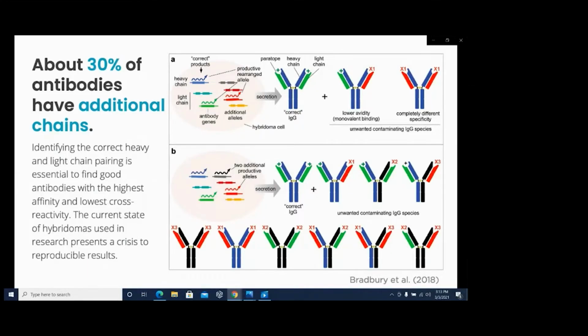And 3 variants may not sound so bad, but that's when we're talking about a single different chain. When we're talking about an additional heavy and an additional light chain, then we only have 1 correct IgG pairing and 9 unwanted contaminants. And it's completely unclear what these unwanted pairing variants are actually going to bind to, and could create some really, really big challenges in the actual characterization of an antibody.